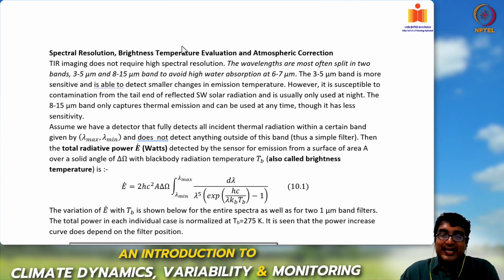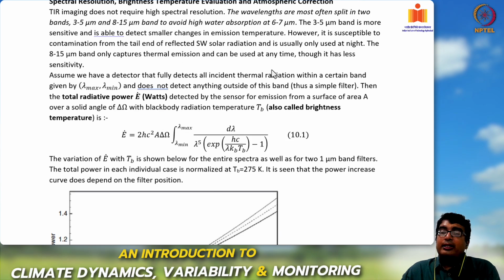Assume we have a detector that fully detects all incident thermal radiation within a certain band, say lambda max and lambda min. It may be lambda max 3 and lambda min 5, or lambda max 15 and lambda min 8, and it does not detect anything outside of this band. So we have simple filters removing everything else.